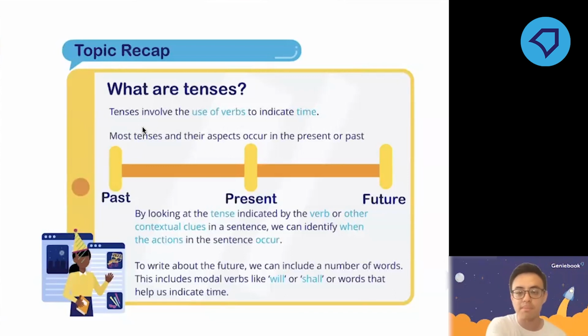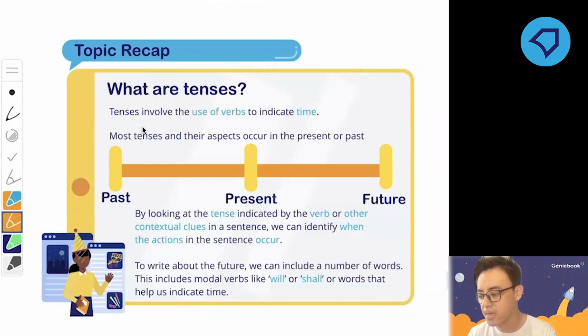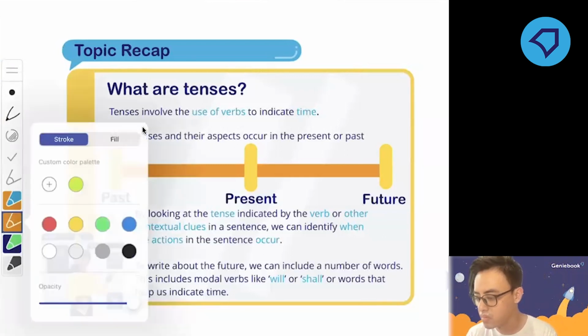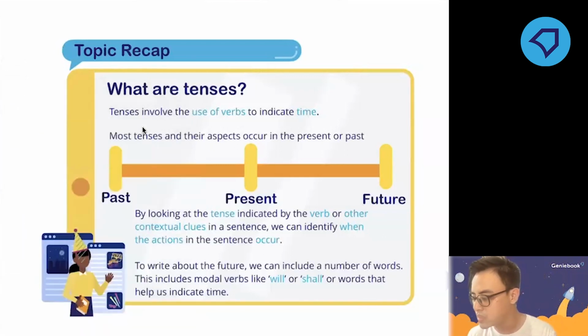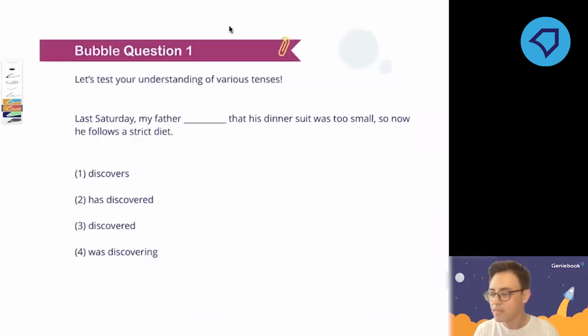Future tense is used for actions which will occur in the future, whether near or far. In order to make something a future tense, we have to add these words. The words will or shall are used to indicate time. They are called modal verbs. Not model, but modal.